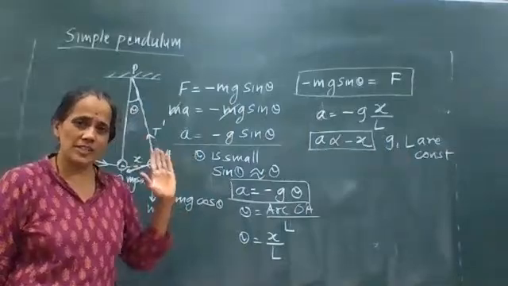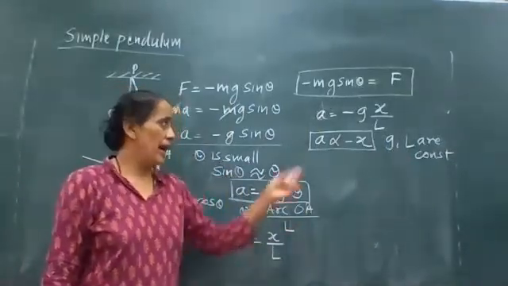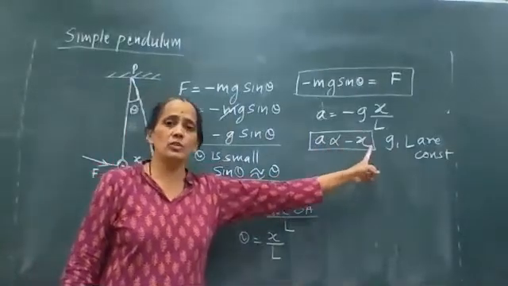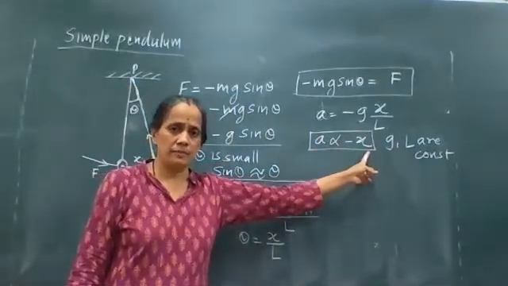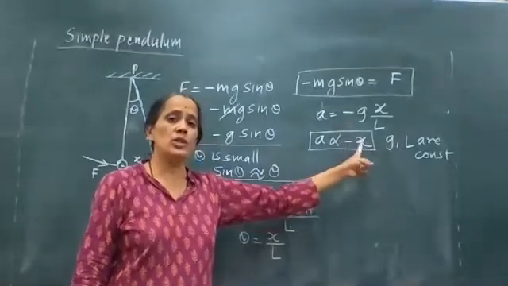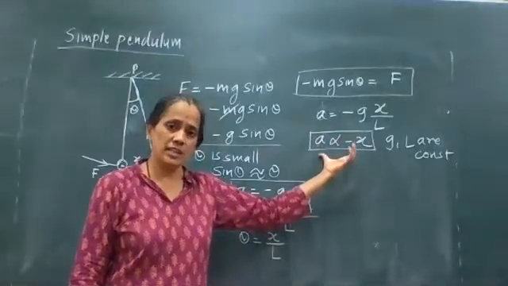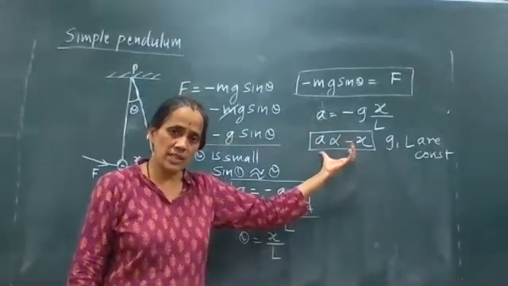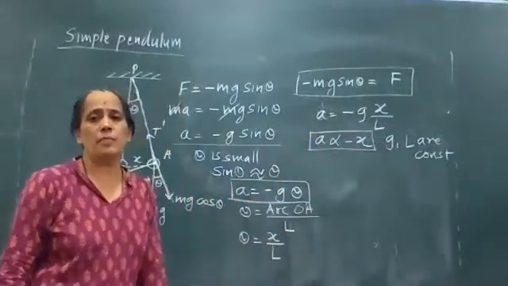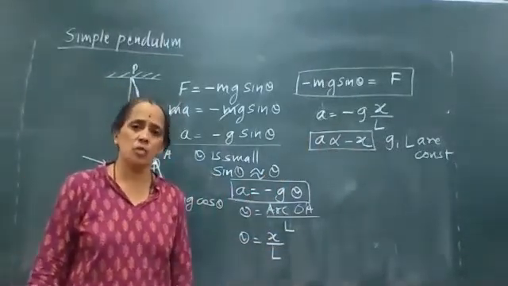That we have seen in the first lecture of oscillation. That is, in linear SHM, the acceleration acting on the particle is directly proportional to the displacement. And the direction of acceleration and the direction of displacement are opposite to each other. So the same concept I am getting in this example. So from this equation I can say that the motion of a simple pendulum is nothing but linear simple harmonic motion.